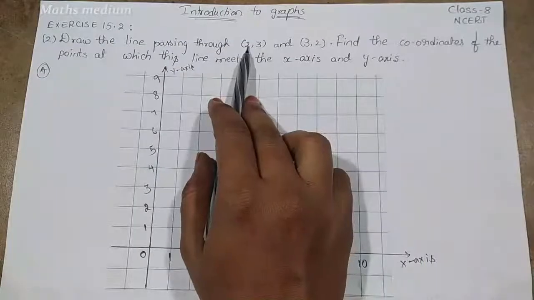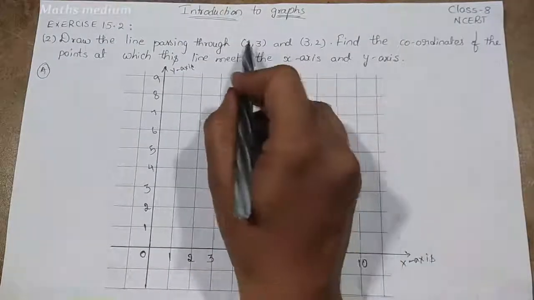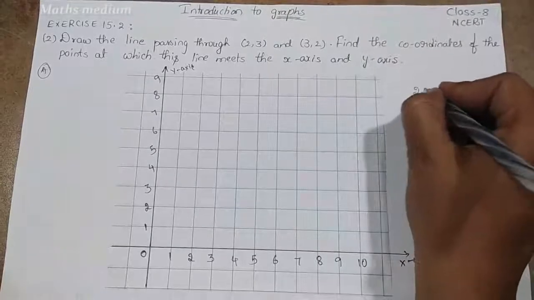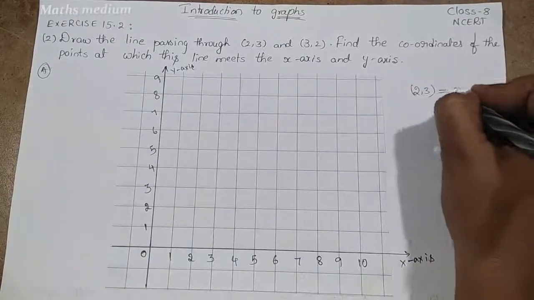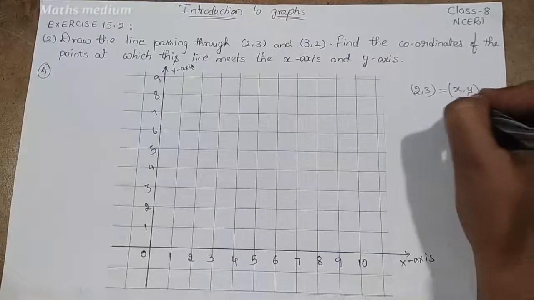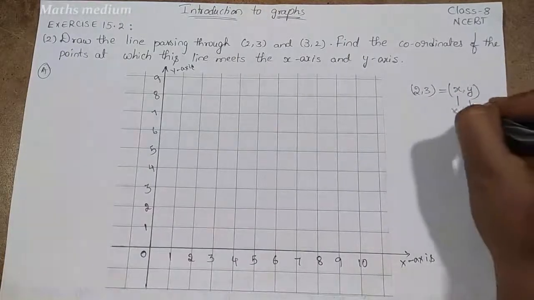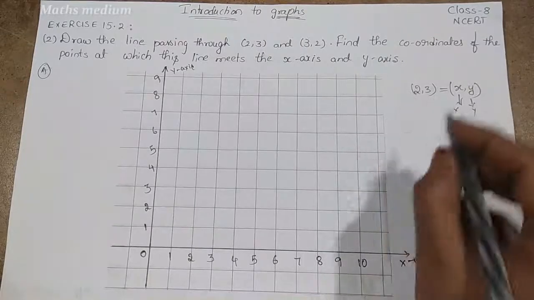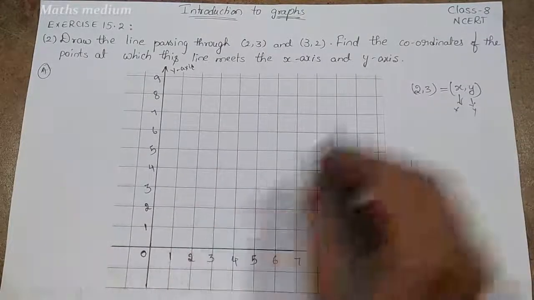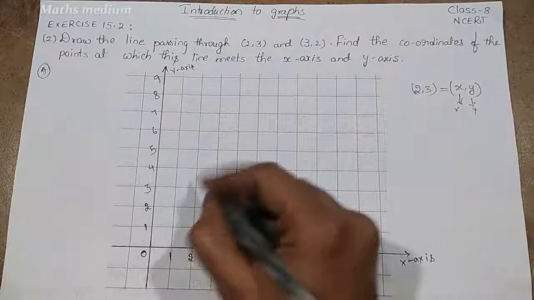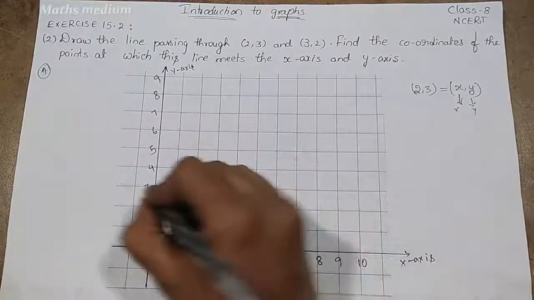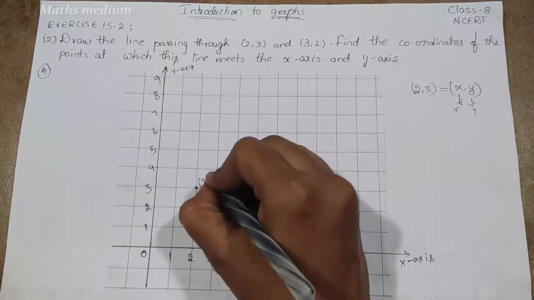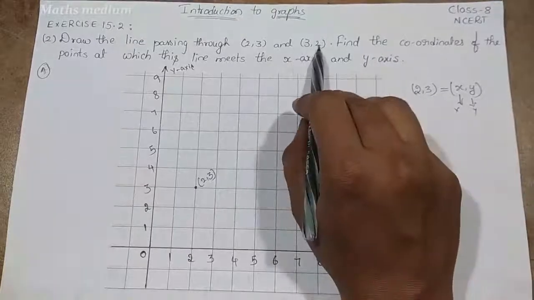So let's start to represent the point 2, 3. On x-axis, it means 2, 3 here represents x, y. So we have to represent first x-axis and next y-axis. So here we have to represent 2 units on x-axis, from this 3 units on y-axis. So this is the point 2, 3. Similarly, 3 and 2.